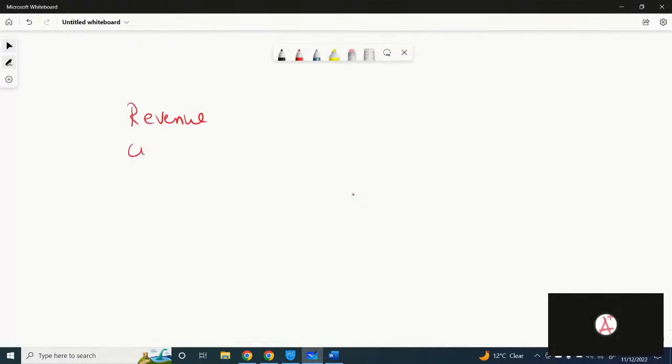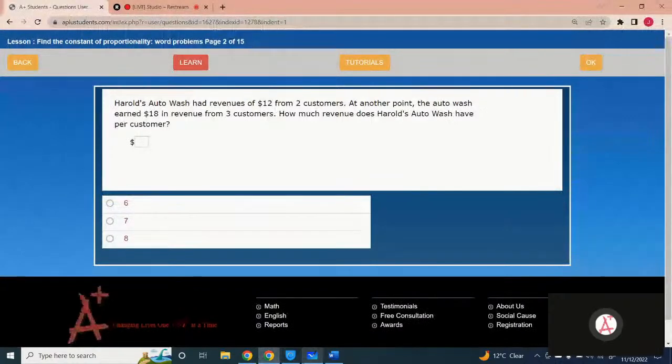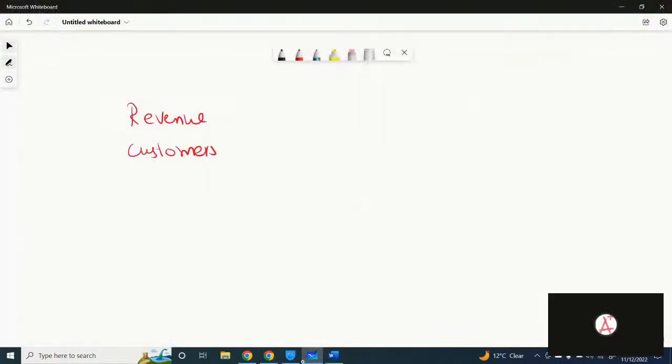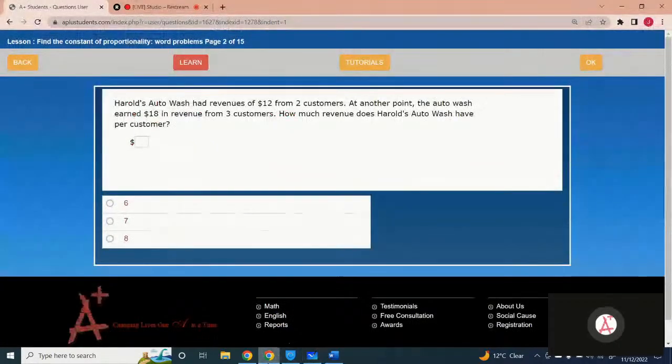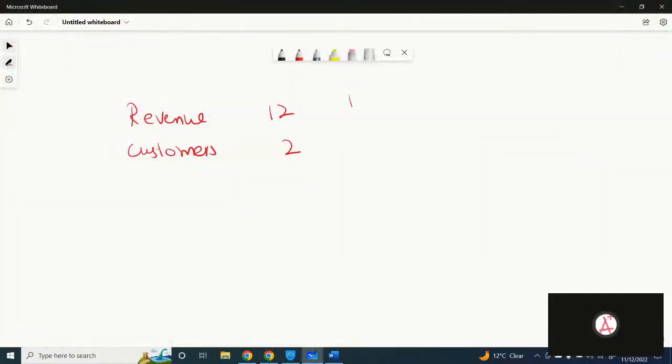Revenue and customers. So for the first one, it is 12 revenue and 2 customers, and another point it has 18 revenue and 3 customers. Got it? It would be y and it would be x.